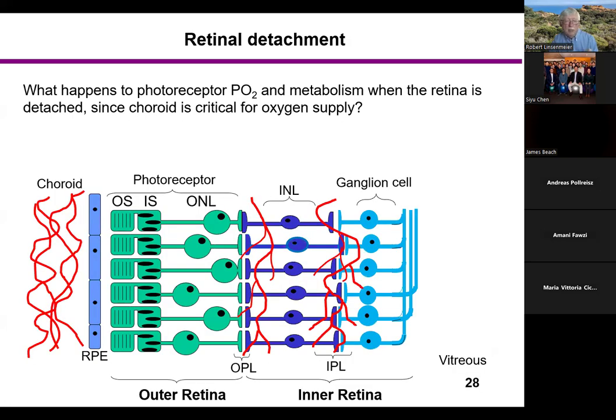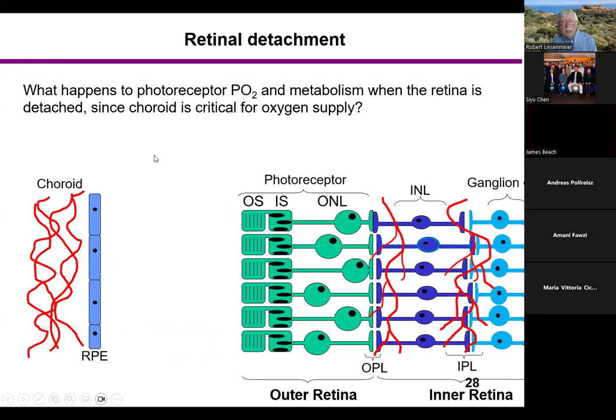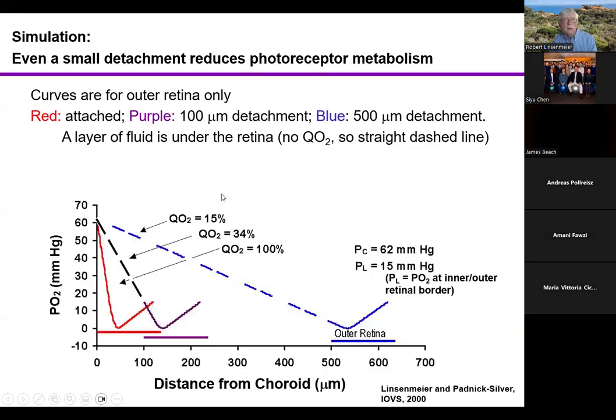I wanted to spend a minute talking about retinal detachment because it seems like with the choroid separated from the retina, there should be an effect on the oxygenation of the photoreceptors. We studied this first with simulations using our mathematical model.